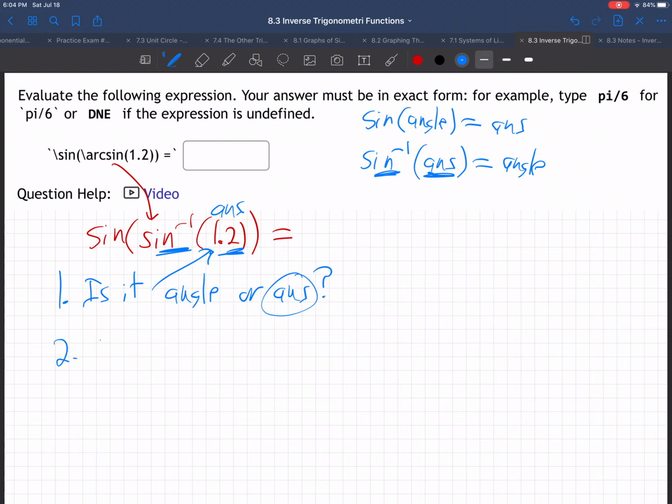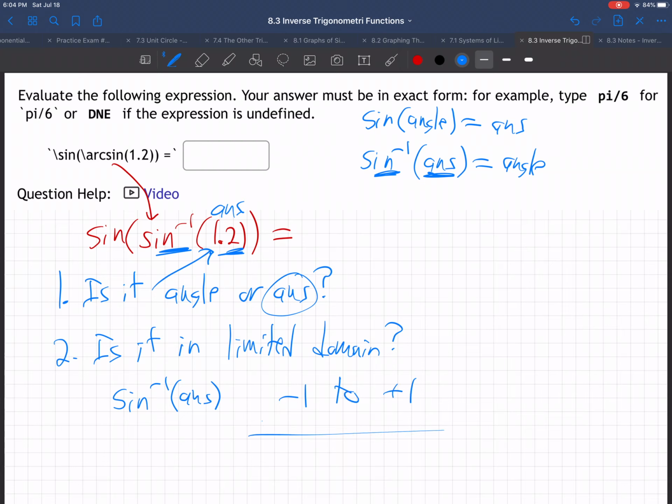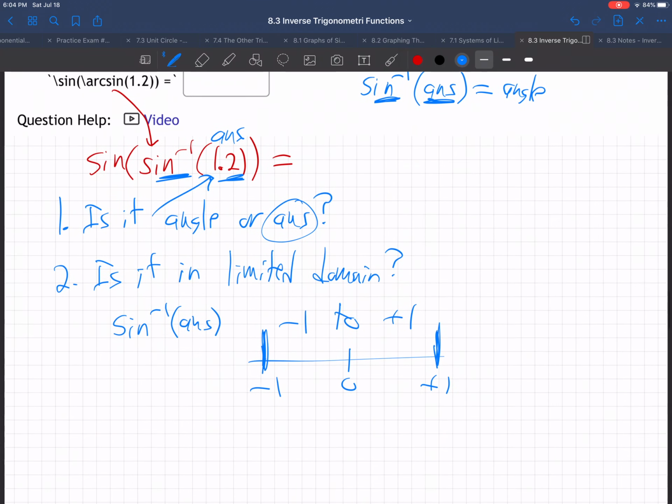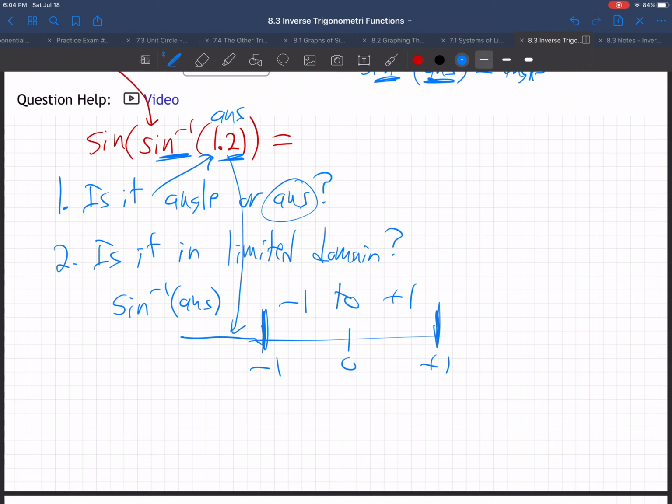Step 2. Is it in the limited domain? There's limited domain for these things. And so for sine inverse, the answer, if you look on the chart, it says -1 to +1. So -1's here, +1's here, 0's here. Here's my boundaries. Where is my 1.2? Well, no, it's out here. It's not between them, is it? It's not inside the domain. So our answer is no.